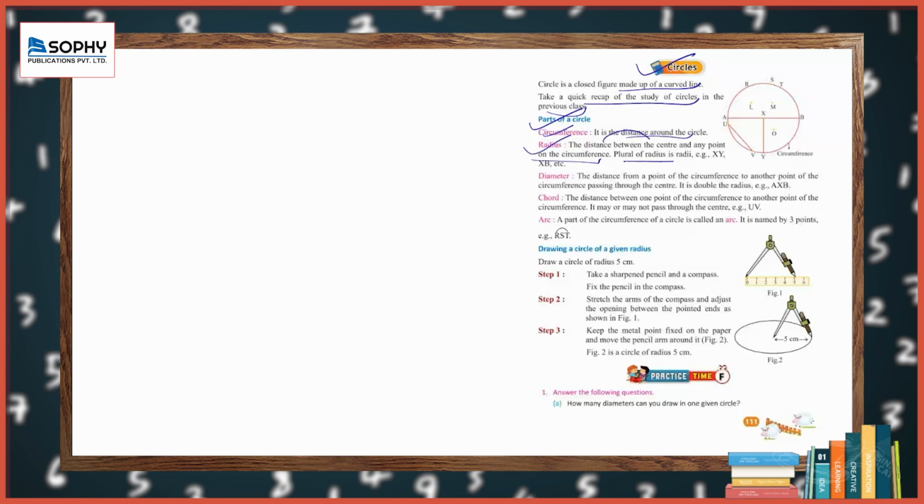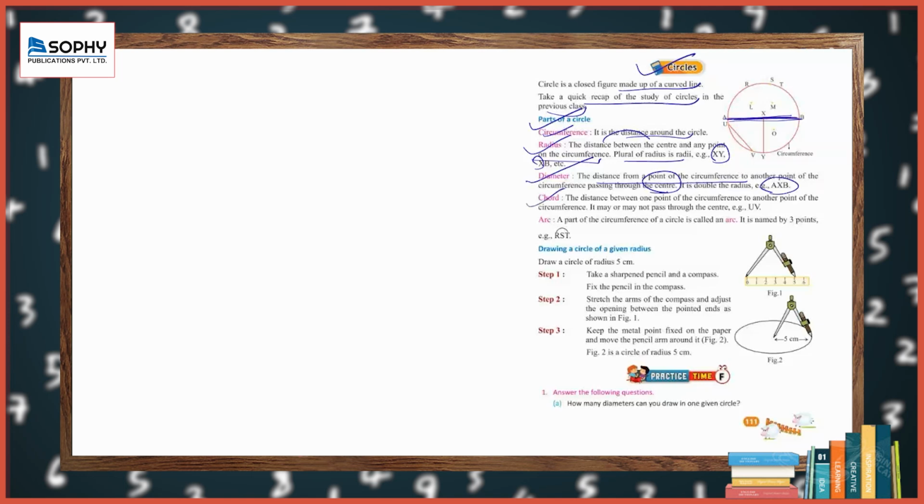The plural of radius is radii, that is XY, XB. Diameter, this is the diameter, students. It is the distance from a point on the circumference to another point on the circumference passing through the center, and it is double the radius. So the example AXB is what, students? It is the diameter.